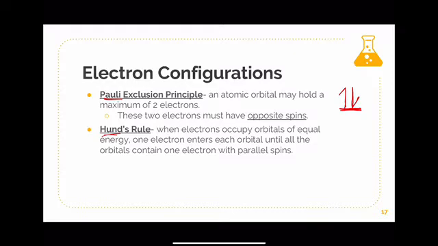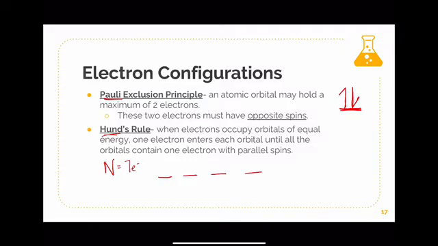Now, the last thing, Hund's rule tells us when electrons occupy orbitals of equal energy, one electron enters each orbital until all of the orbitals contain one electron with parallel spins. Okay? So what that means is, I'm going to draw some lines here. And let's say we have fluorine. Actually, let's say we have nitrogen. Okay? Nitrogen has 7 electrons.